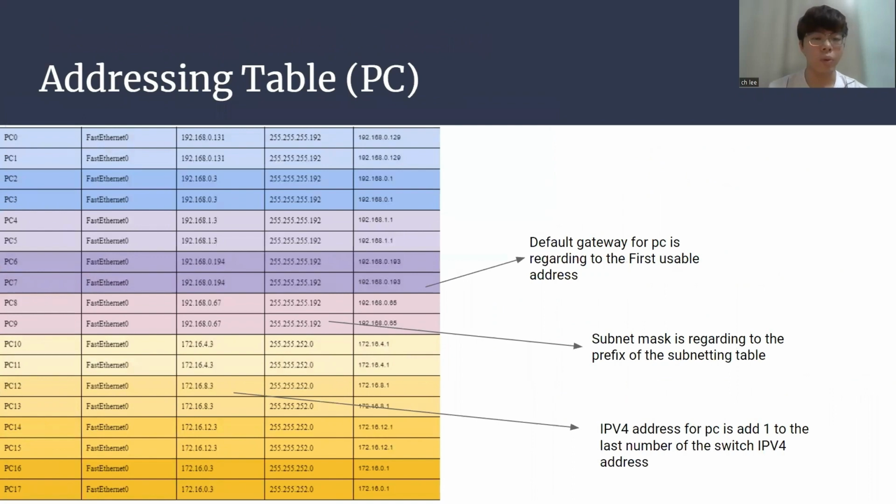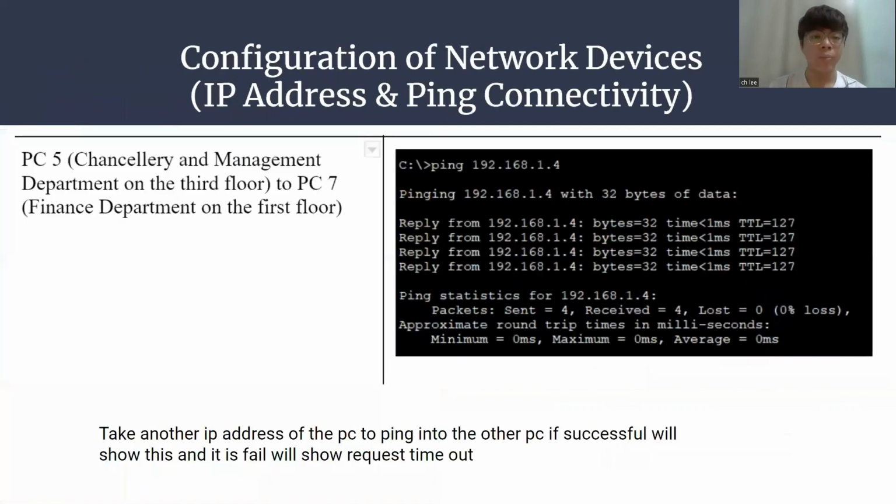Next, the addressing table for PCs. The default gateway for a PC is based on the first user address in the subnetting table. The subnet mask is based on the prefix in the subnetting table. The IP address for a PC is obtained by adding 1 to the last number of the switch's IP address.